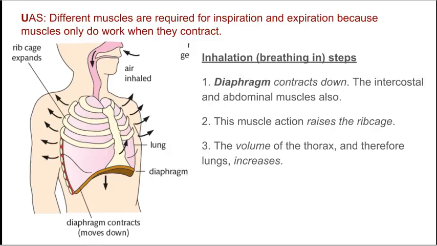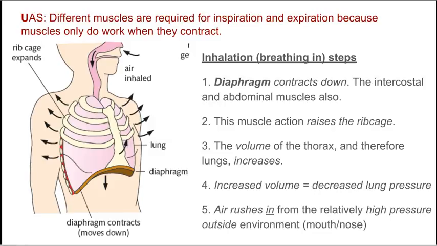So the action of all of these muscles increases the volume of the thorax, and therefore it increases the volume of the lungs. Now, if the volume of the lungs increases, the lung pressure decreases. And now we have relatively high pressure outside, relatively low pressure inside the lungs, so when the mouth is open, air rushes in to fill that space through the nose or the mouth. And this is the process that leads to inhalation or breathing in. Now you need to really understand this process and understand the steps involved. Look at the relation between the diaphragm, the intercostal muscles, and also those muscles in the abdomen.